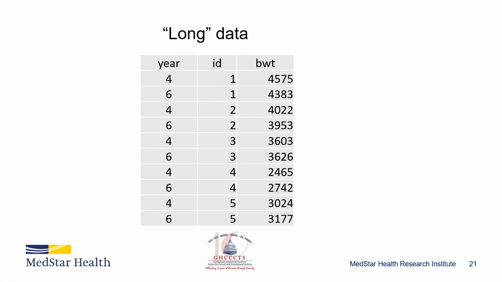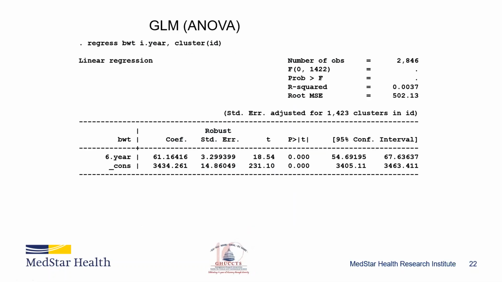And so then we can just do a general linear model sort of analysis. And so you can see that the results we get here are the same as in our paired t-test, where 61 was the difference between the 6-year and the 4-year, and then our constant here, if it's the 6-year. If it's just the 4-year, then the mean birth weight was 3,434 grams.